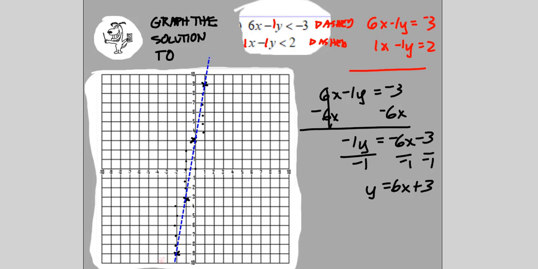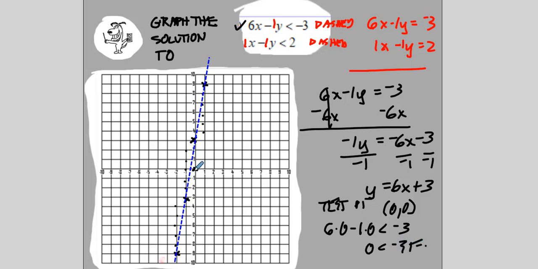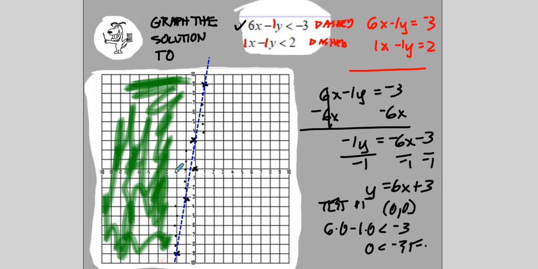And we can use 0, 0 as a test point, which is right here, which is in the right half plane. Okay, so plugging that into this, we have 6 times 0 minus 1 times 0 less than negative 3. 0 less than negative 3 is false. So the test point's on the right half plane. We shade the left half plane there, over here. It's not going to include the boundary.